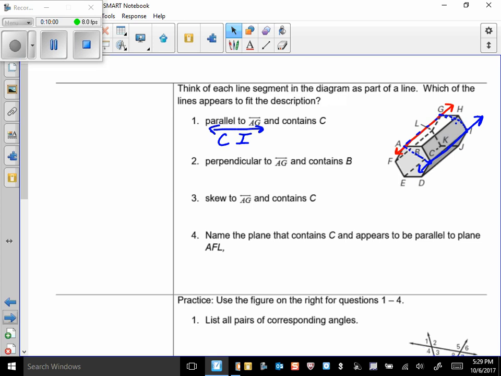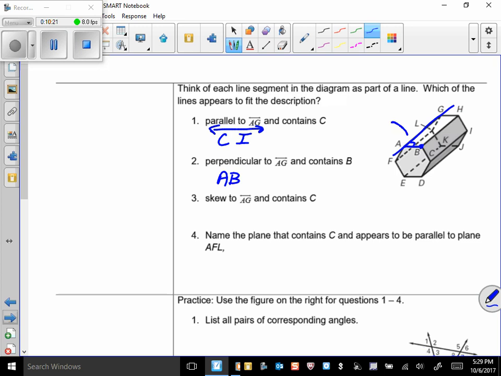All right. Now I need a line that's perpendicular to AG and contains point B. Here's point B, so it's going to have to be AB, right? So that's going to be line AB. That makes a 90-degree angle right there. Line AB. All right, finally I need skew to AG and contains C. So here's point C. So I'm just going to say line, I could say BC, I could say CD. So I'll just pick line BC. BC is skew to AG.